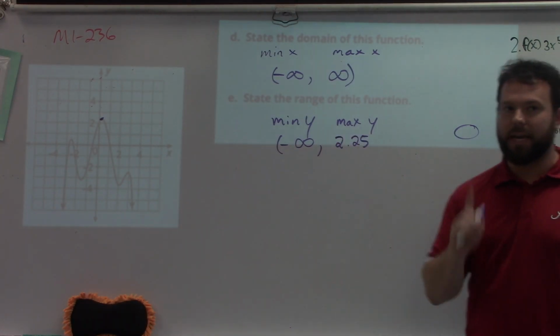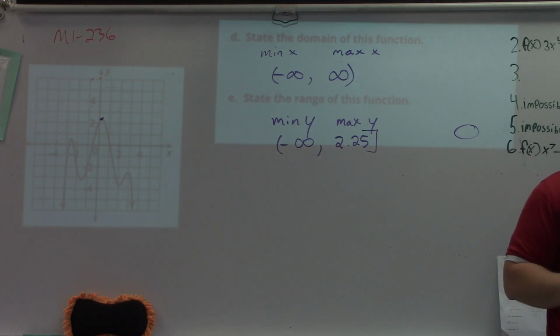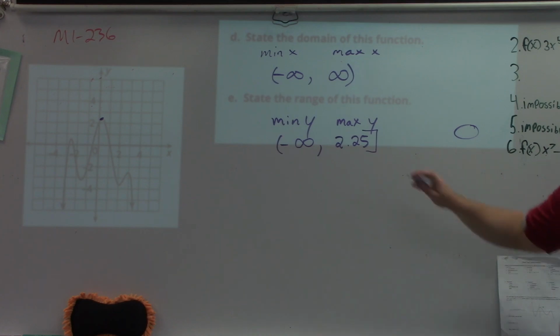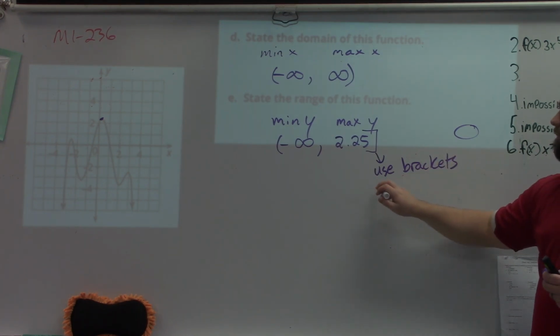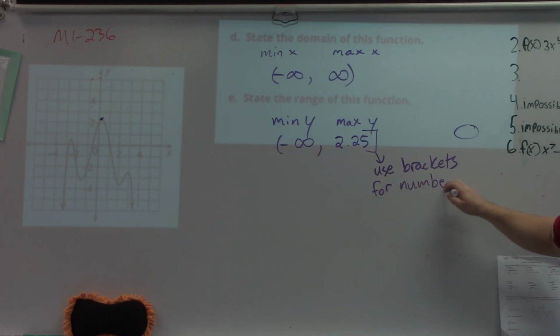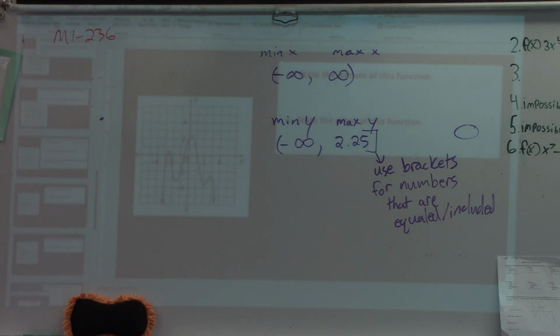Now, hear me clearly on this. Pay attention. If you have a number that the function is actually equaling, you don't use a parenthesis. You use a bracket. The bracket goes on numbers that the function actually includes or equals. Notice, can you ever get to infinity? No. Infinity is infinity. We use that bracket when we can actually include that number.